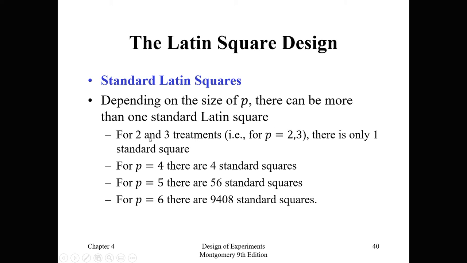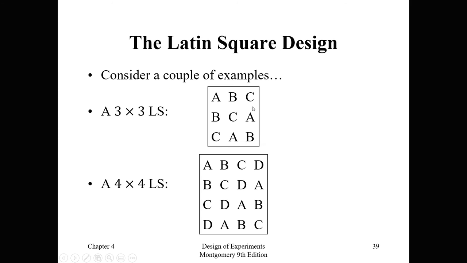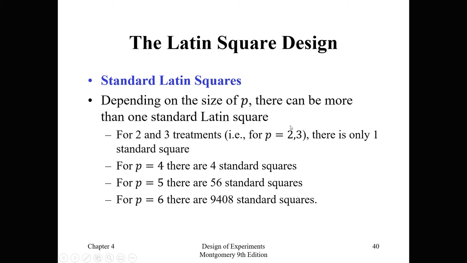Here are a couple fun ones for 2 and 3 treatments. So for P equals 2 and 3, 2 rows, 2 columns, 3 rows, 3 columns, there's only a single standard square that you can do. So in this 3 by 3, this is the only standard Latin square that we could have. We could have non-standard Latin squares, that's fine, where we mix it all up, but then the first row or the first column wouldn't be in alphabetical order. So if we put the first row and first column in alphabetical order, there's only one way that we could do this.